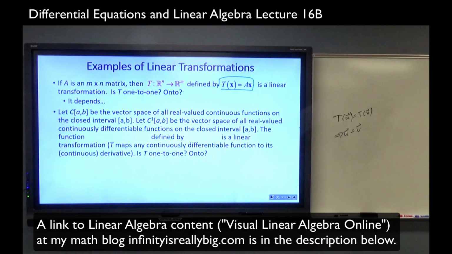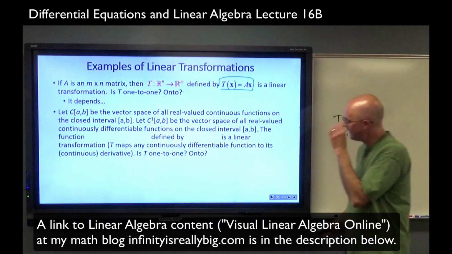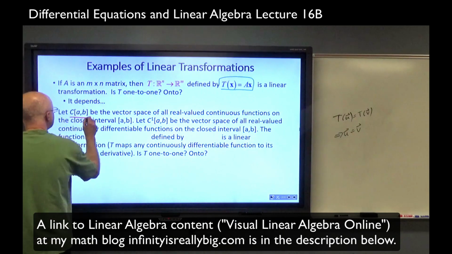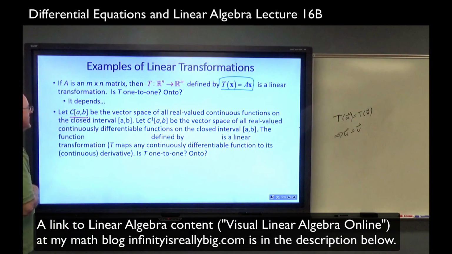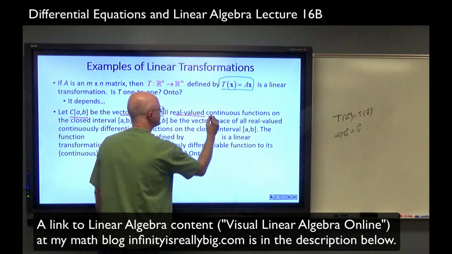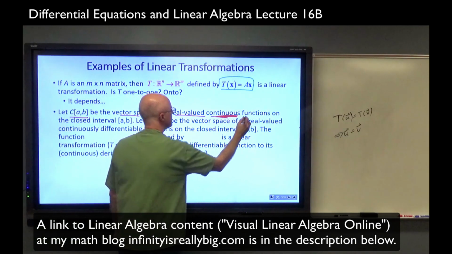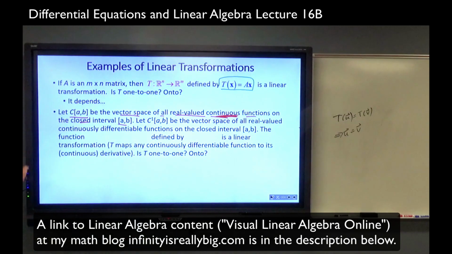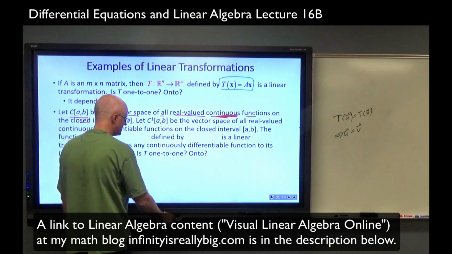Function space example. Let C[a,b] be the vector space of all real-valued continuous functions on the closed interval from a to b. I picked a closed interval. I could have picked an open interval. I could have picked the entire real number line, in fact. So don't let that bother you.